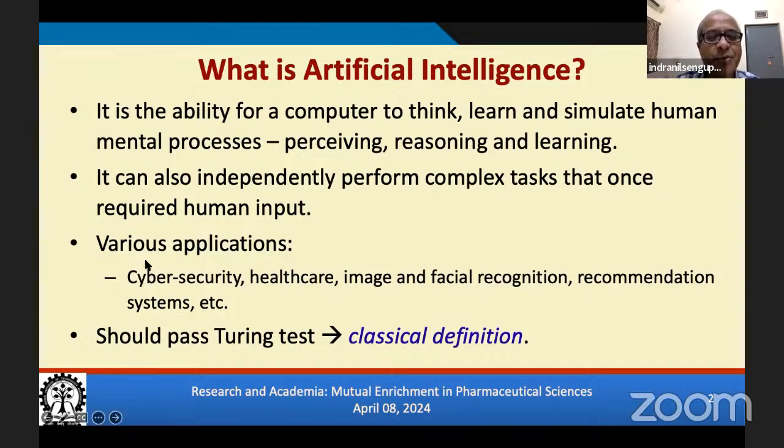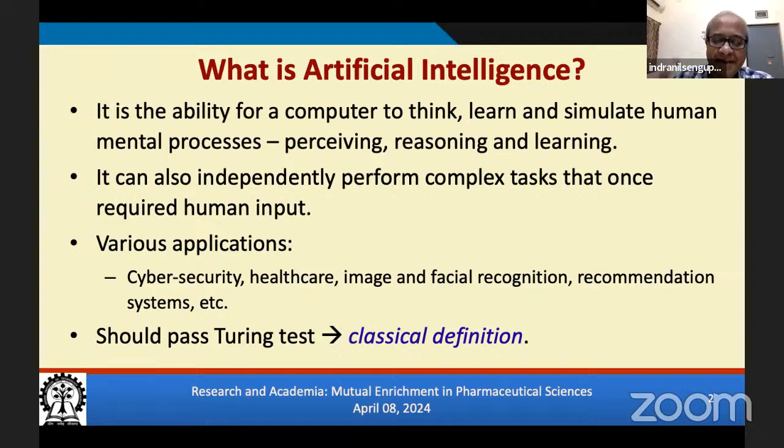There are numerous applications today. Almost any application you can think of, there you will find some applications of AI. A few of them I've listed here: cybersecurity, healthcare, different kinds of image, facial, and video recognition, recommendation systems, and automated systems which will tell me what to do, how to do, what not to do. That is an example of a recommendation system.